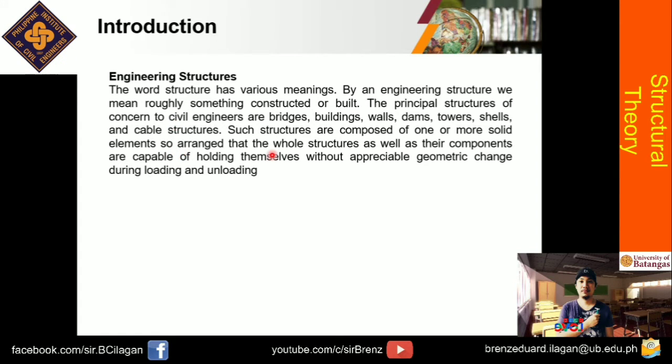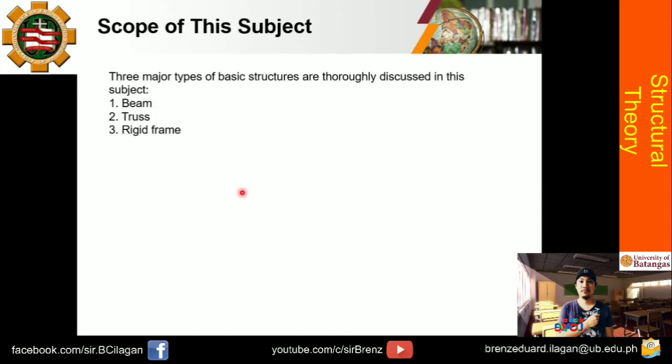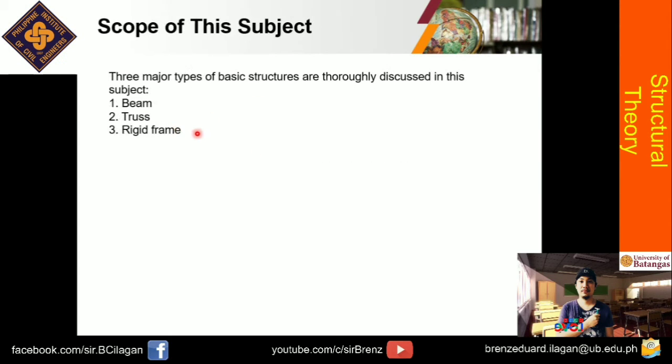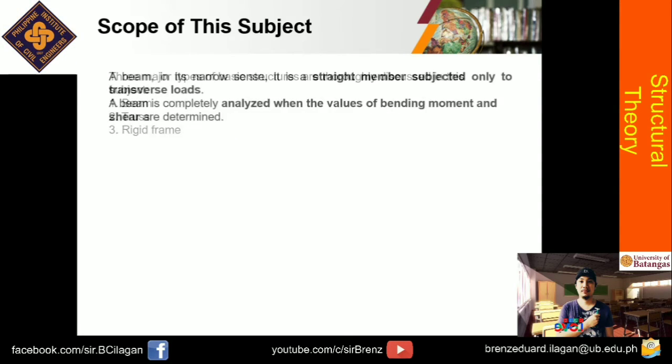On the next slide, malalaman nyo kung ano yung mga elements. The structural theory that we will discuss in this course subject ay iikot lang sa tatlong ito. Una, we have beam, truss, and rigid frame. Sa combination ng tatlong basic structural elements na to nabuo yung mga principal structures sa previous slide, yung mga bridges, buildings, walls, and etc. Okay, i-define natin yung bawat isang structural element kung ano ang definition nito.